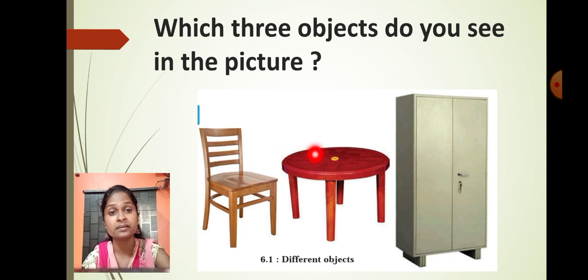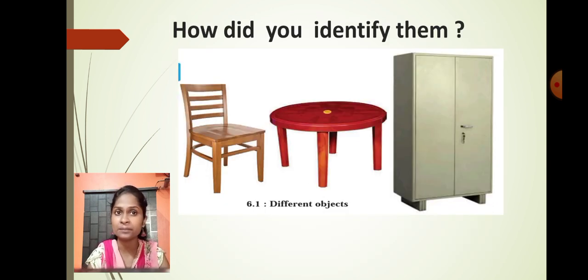So chair, table and cupboard, these are the common objects which are available at our home as well. Am I right? So students, now tell me, how did you identify them? I want to ask you, there is a certain difference between the object and the substances. So you said that these are the objects. Am I right? So my question is, how did you identify these objects? There must be a certain kind of criteria from which you said that this is a chair, this is a table and this is a cupboard.